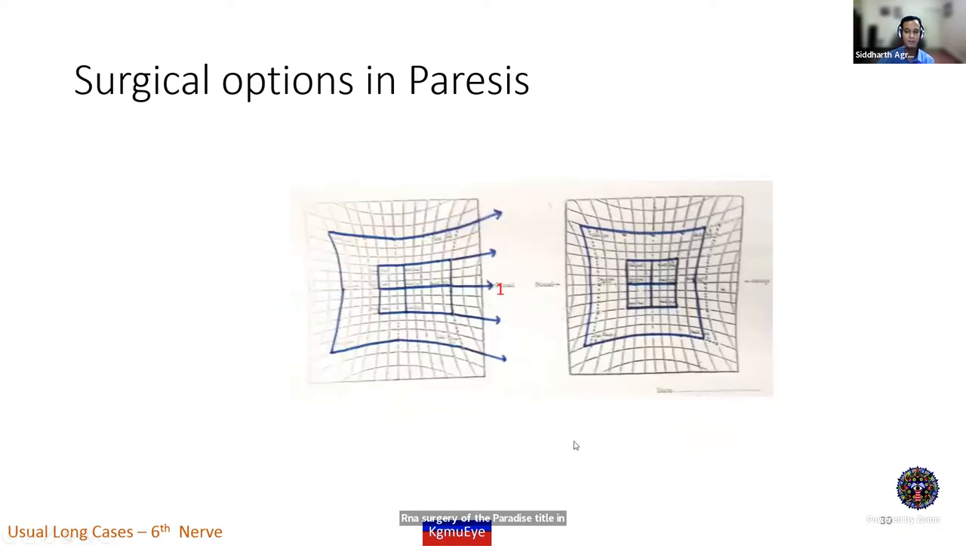In another example, same type of case, there is paralysis of the lateral rectus muscle here, but the most overacting muscle is its yoke, the contralateral medial rectus. And you see that the deviation in the primary gaze is not too large. So this patient would benefit with, any guesses? If any of you have put in the answer in the chat box. Okay, I'll give you the answer.